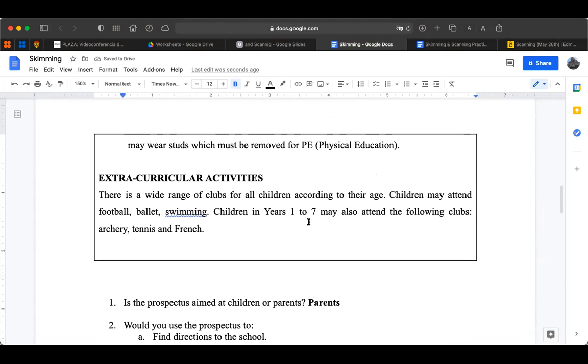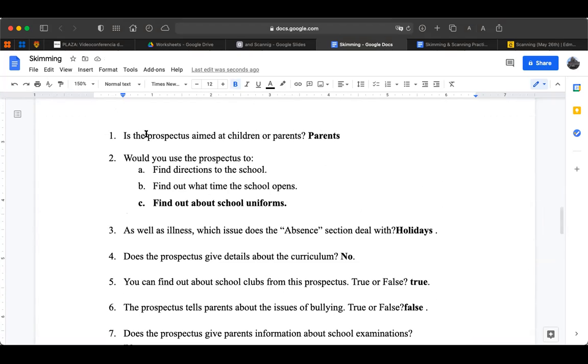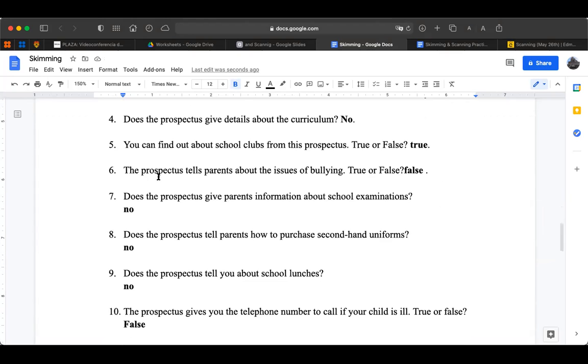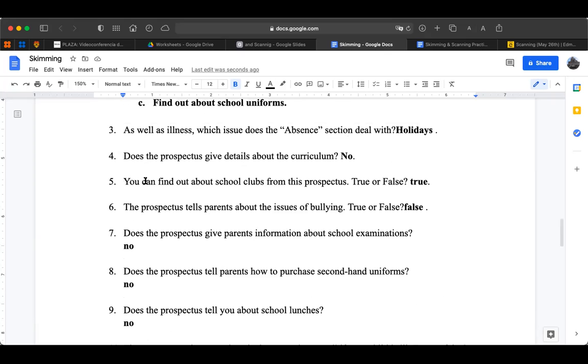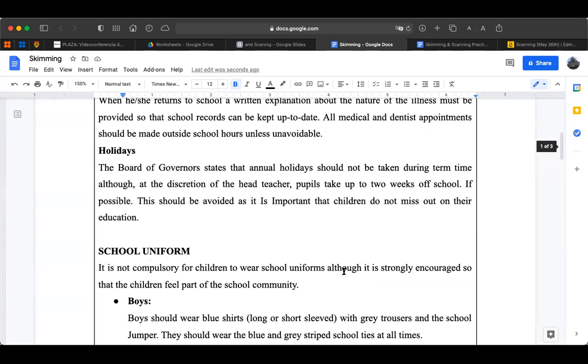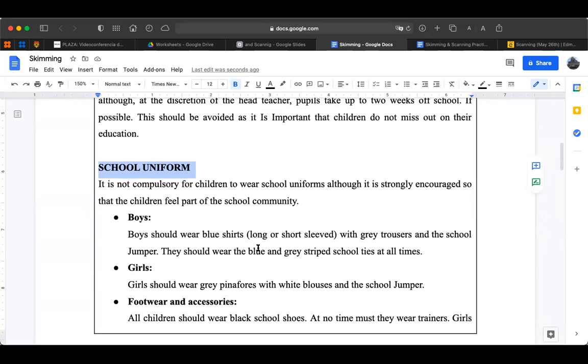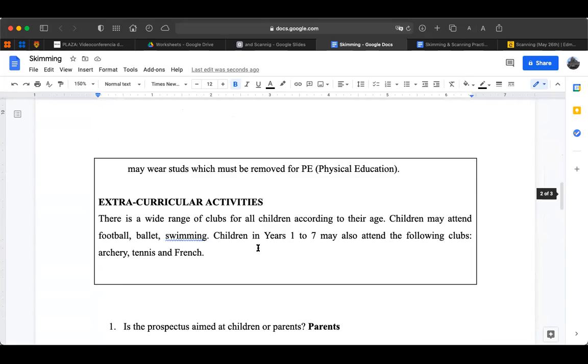Okay, so see, that's the point of skimming. Here we had a set of questions and you knew it's asking you a specific question, the one about secondhand uniforms. So the question says, does the prospectus tell parents how to purchase secondhand uniforms? You go up to the reading, you look for uniform, and you just read really quickly to see if you see secondhand uniform. And if it's not there, then no.